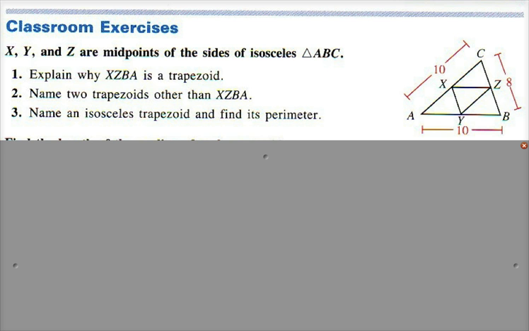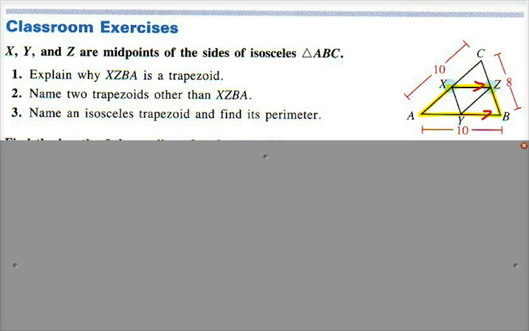So let's look at XZBA. I know that it's a trapezoid for this reason: a trapezoid just has to have one pair of opposite sides parallel. Since X and Z are midpoints of the sides of a triangle, the segment connecting them is parallel to the third side of the triangle, which guarantees that we have a trapezoid.